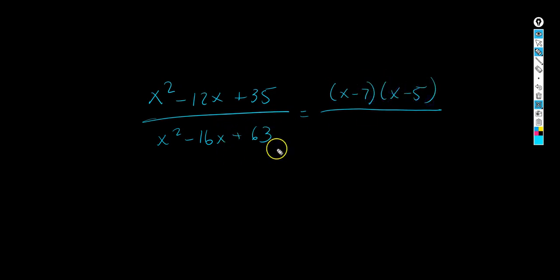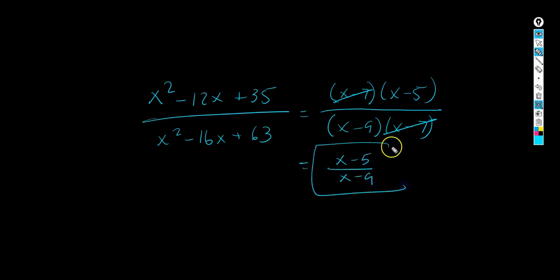Two numbers that multiply together to give you positive 63, but add up to give you negative 16. That would be negative 9 and negative 7. And now that I have a product in numerator and denominator, I can make my cancellations. And this is what we're left with. You cannot cancel the x's there. You no longer have a product in numerator and denominator.